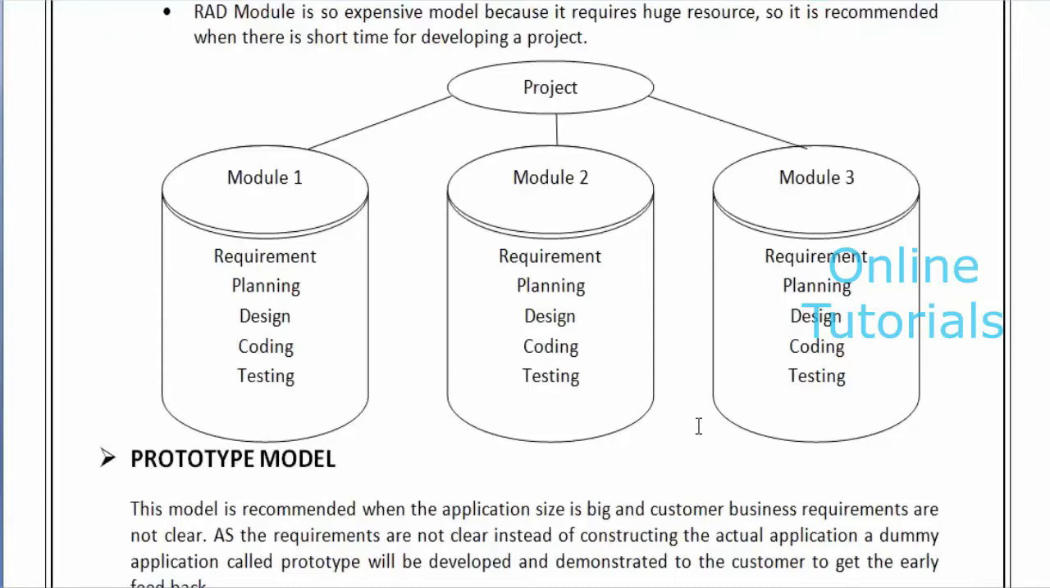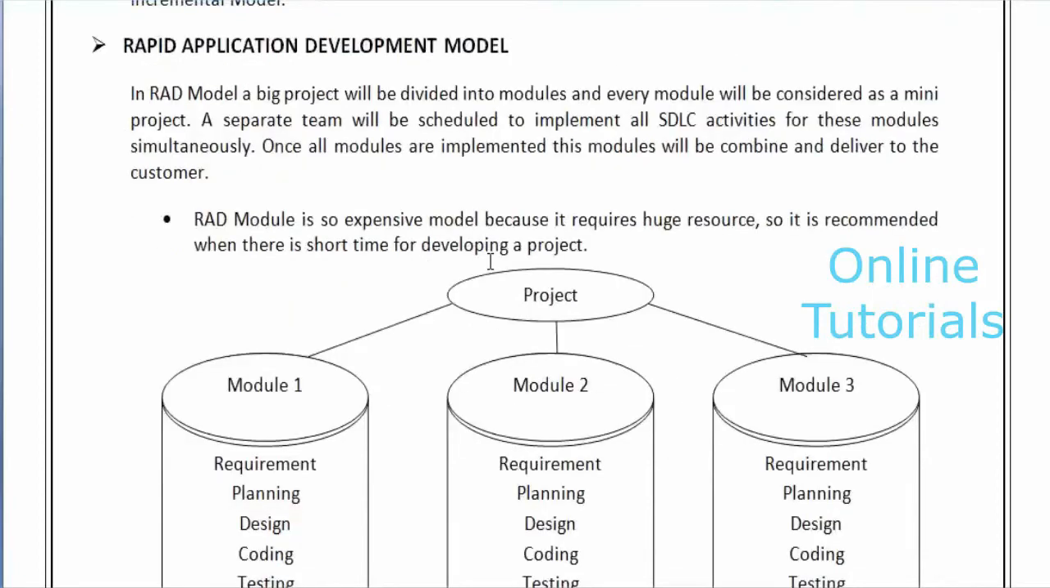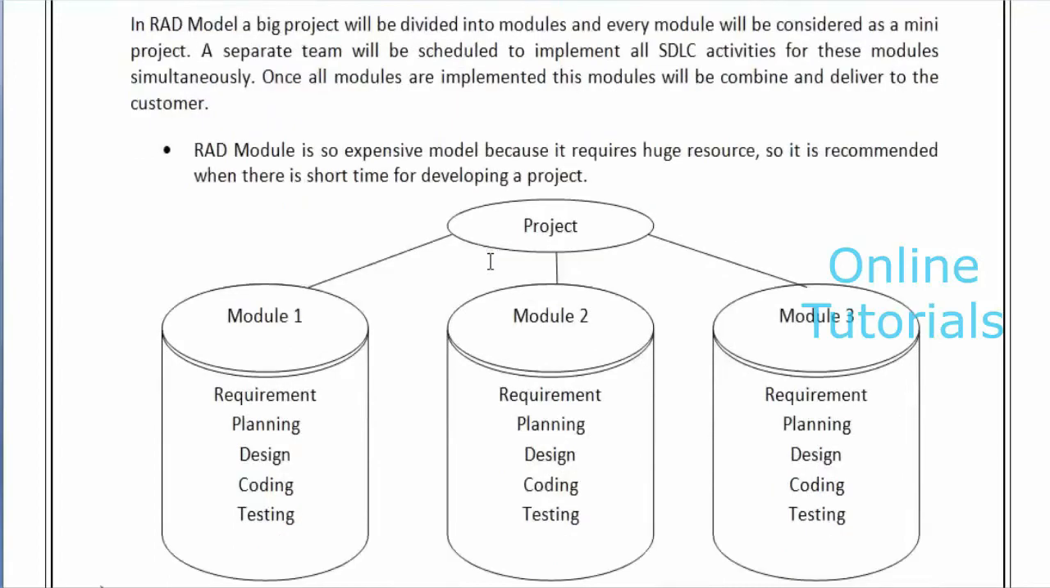First we are going to deal with the RAD, Rapid Application Development model. It is very drastic, meaning very fast. If it is a big size project and the customer needs it within 1 month or 2 months, actually it will take more than 6 months, but he needs it within 1 month.